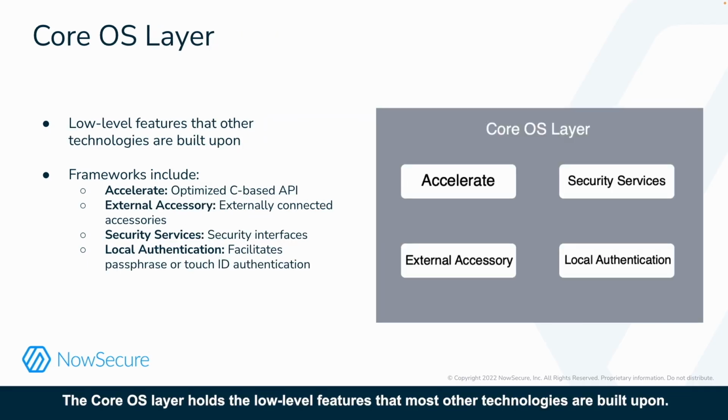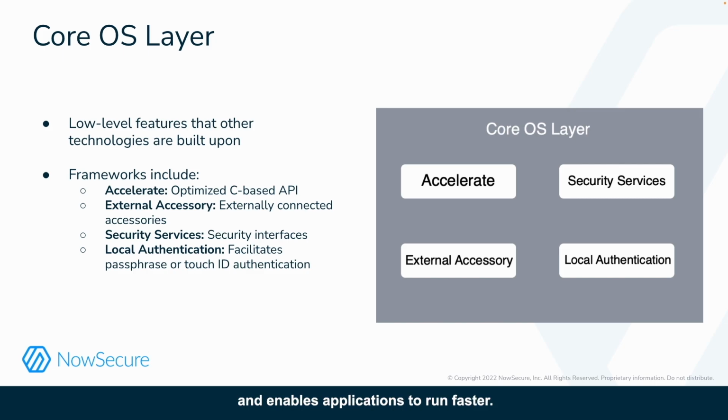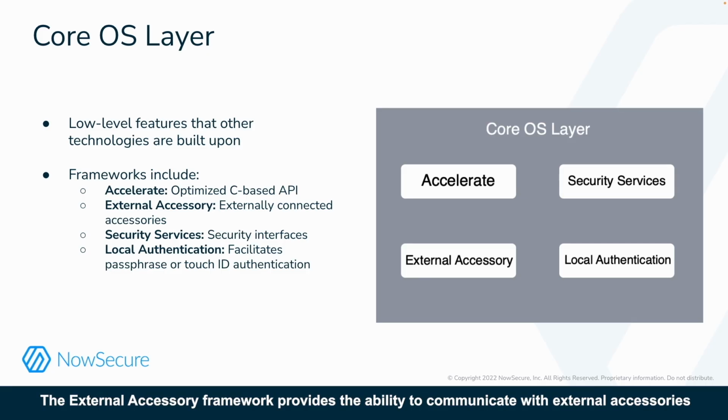The Core OS layer holds the low-level features that most other technologies are built upon. Notably, this layer provides support for 64-bit app development and enables applications to run faster. The Accelerate framework provides hardware-optimized C-based APIs for performing complex and large number math, vector, digital signal processing, and image processing tasks and calculations. Its most common use is in gaming apps. The External Accessory framework provides the ability to communicate with external accessories connected physically to the iPhone via the 30-pin dock connector or wirelessly via Bluetooth.